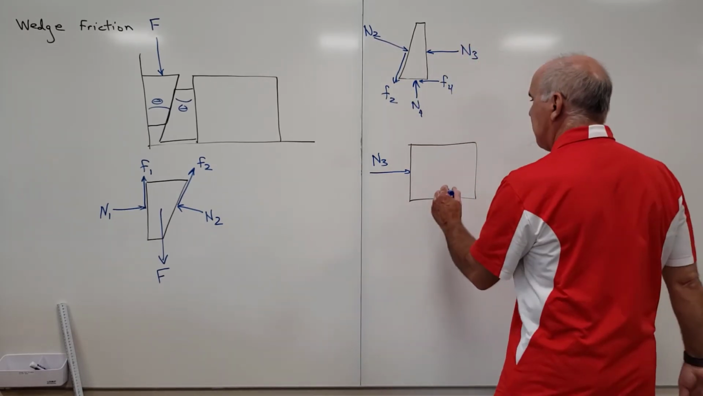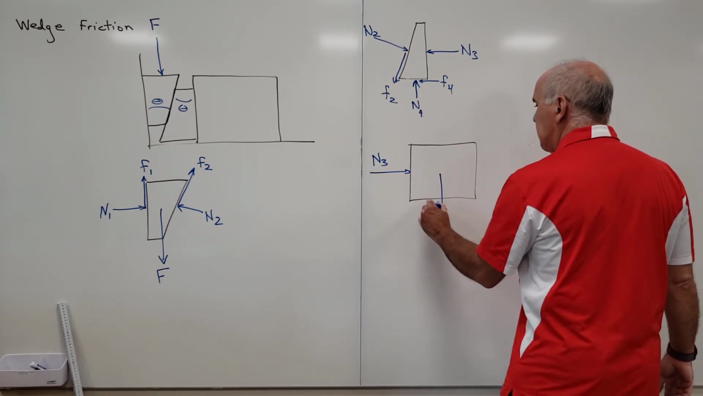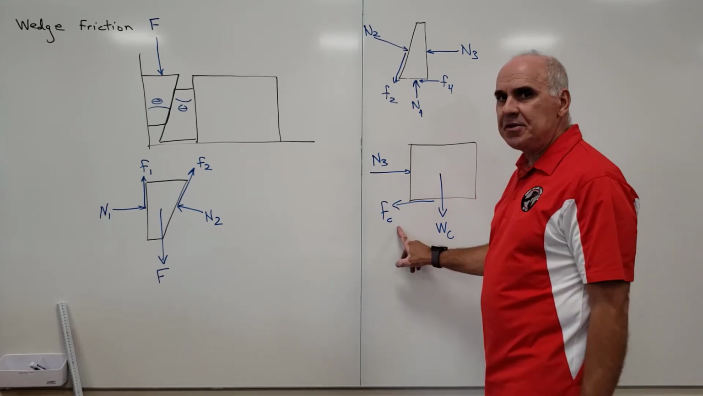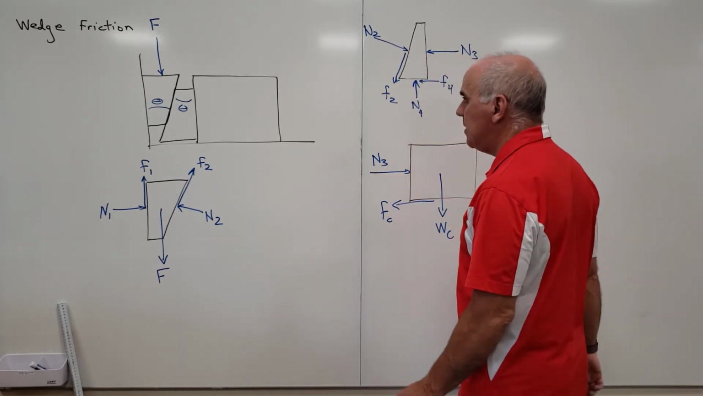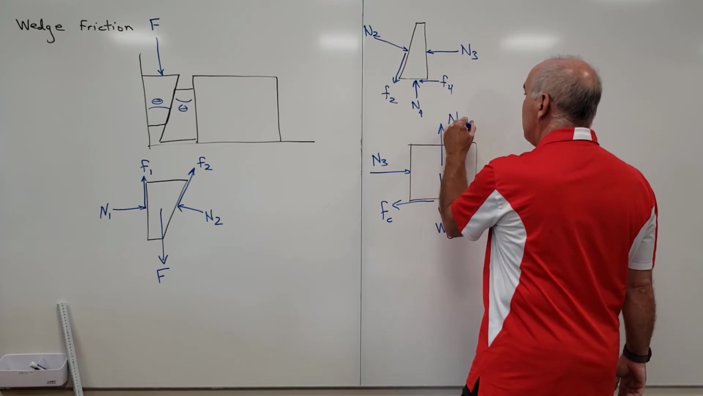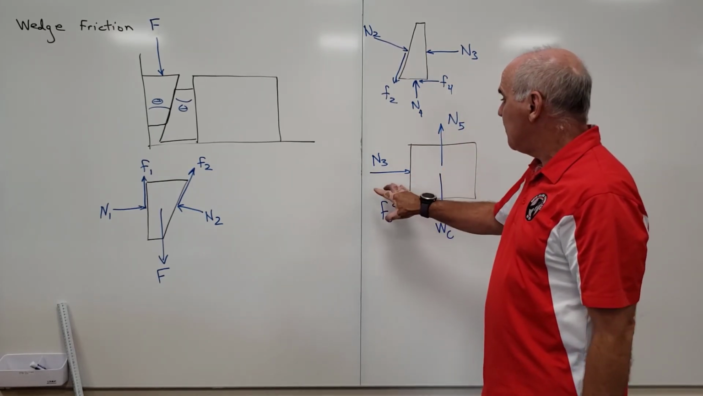All right, and then what am I going to have here? I'm going to have the weight of the crate. And then, of course, there's a frictional force. I'm going to put FC for the frictional force due to the ground acting on the crate. And, of course, there's going to be a normal force N5, that's due to the ground acting on the crate.